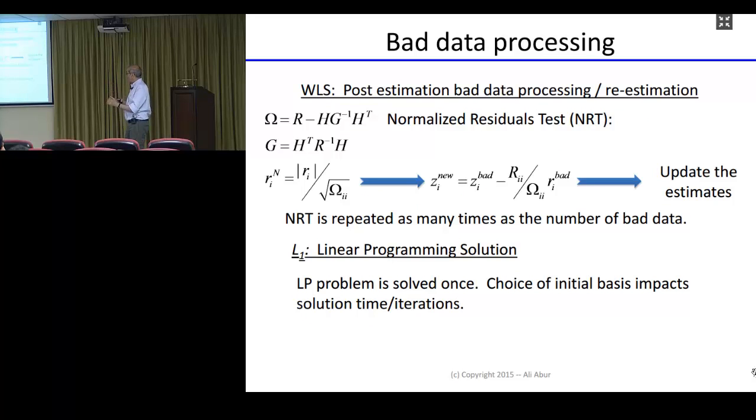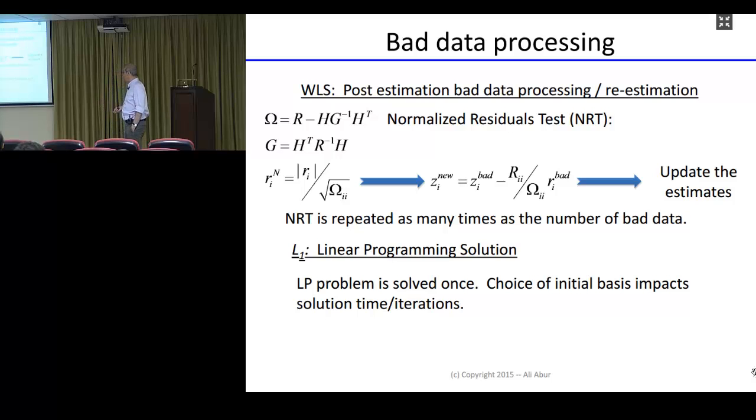So to compare the two, in the case of WLS, we need to go through a post-estimation bad data processing. This is an iterative or cyclic procedure. You can only do it one bad data or one incorrect measurement at a time, and depending on the number of bad data, this may take a long time. It's a fairly computationally heavy process because of the requirement that you need to build the covariance matrix of the residuals.